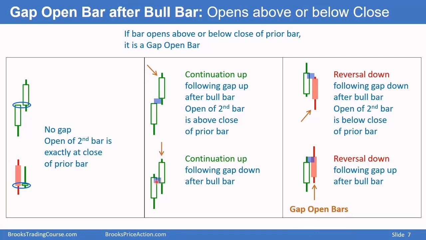The open of the bar gapped below the prior bar. That's a gap open bar. These are all gap open bars. The open of the bar is not at the same price as the close of the prior bar. So these four bars, 1, 2, 3, 4, all had a gap open, gap up, and gap down, both resumed up, gap down and gap up, both reversed down.